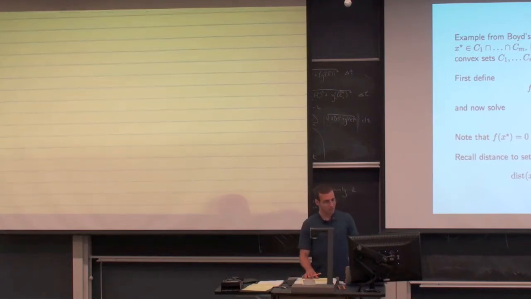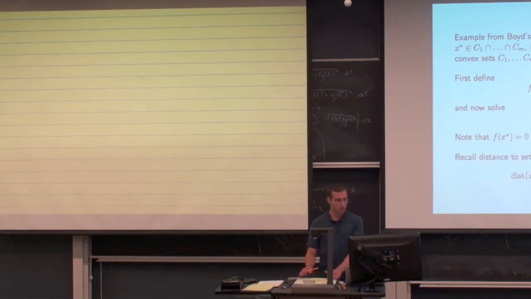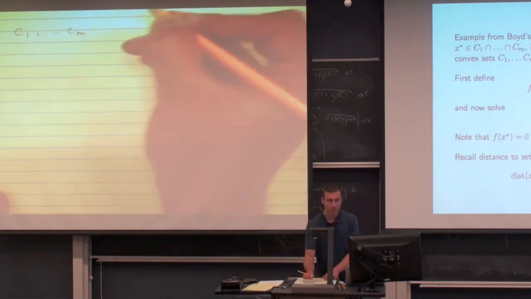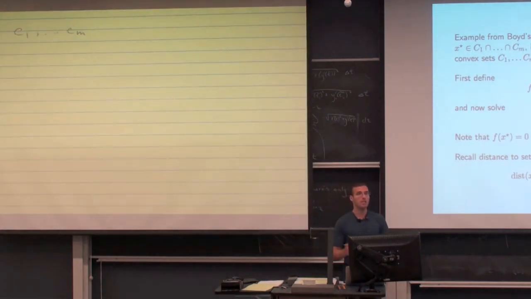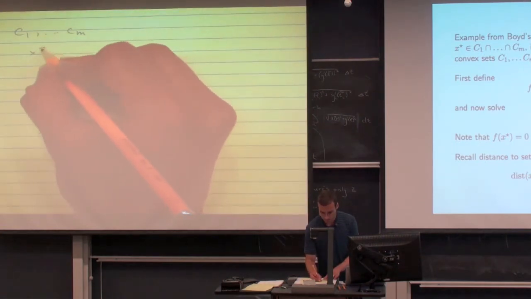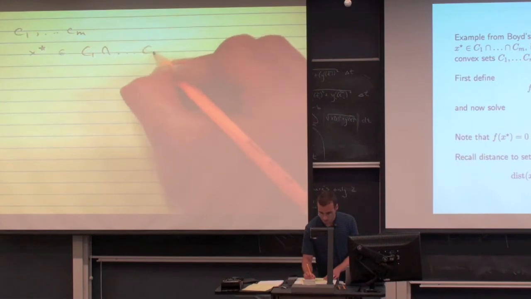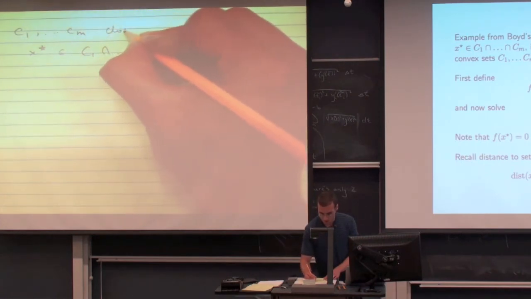Okay, so here's this example. It's a pretty classic problem. Let's suppose we have a bunch of closed convex sets, C1 through Cm, and the goal is to find a point that's in the intersection of these sets. All I want to do is find some x star that's in the intersection of these closed convex sets.